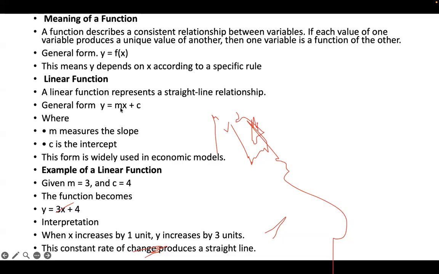So assuming that we represent m by 3 and c by 4, we say that y is equal to 3x plus 4. In its interpretation, we can say that when x increases by 1 unit, y increases by 3 units. That is, a constant rate of change produces a straight line. So the slope is the 3, then the 4 is the intercept.